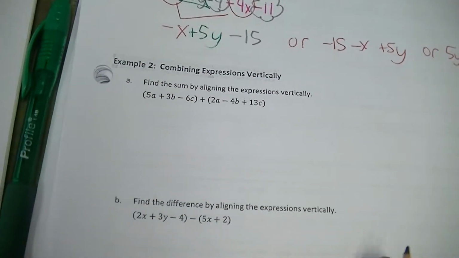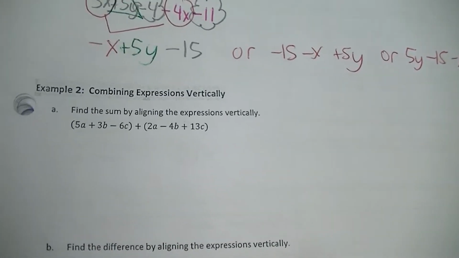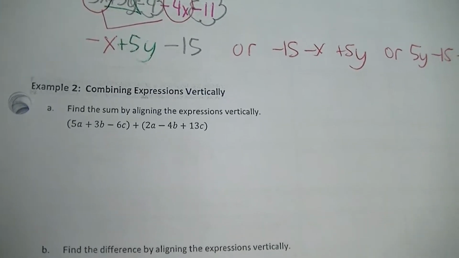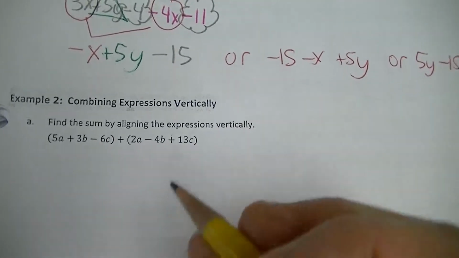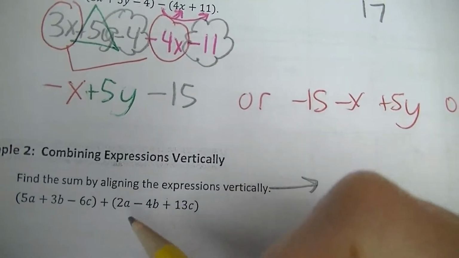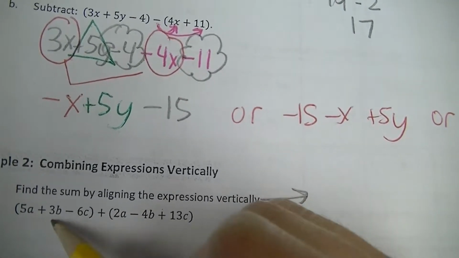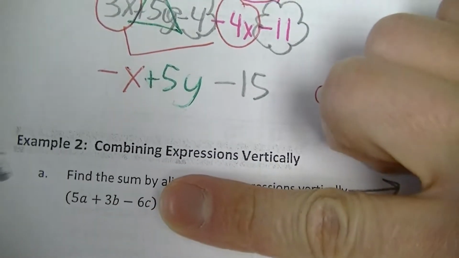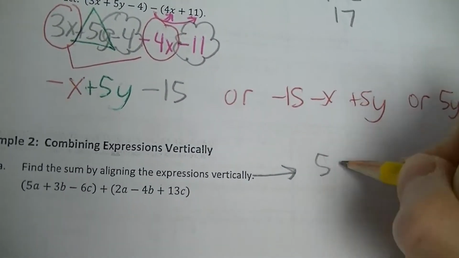Okay, example 2, problem A: find the sum by aligning the expressions vertically. You're probably not going to do that a whole lot as we explore this further in class, but I want to show you that it's going to work too. So I'm going to copy it over here and show you vertically over here. Then I'm going to show you how you would probably do this when you confront it other times. So 5A, you see that there's no symbol or number directly in front of it, so I'm just going to drop the parentheses.